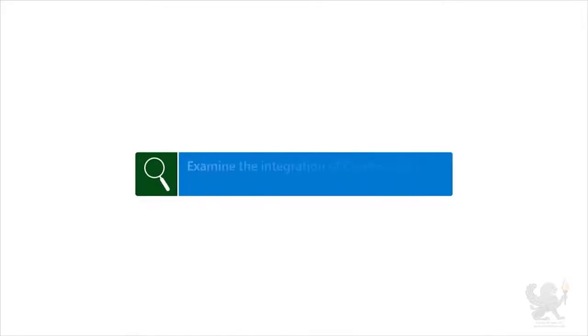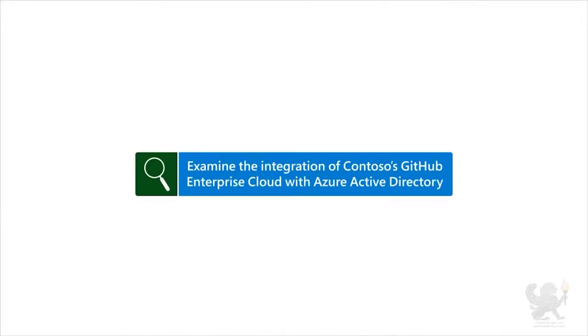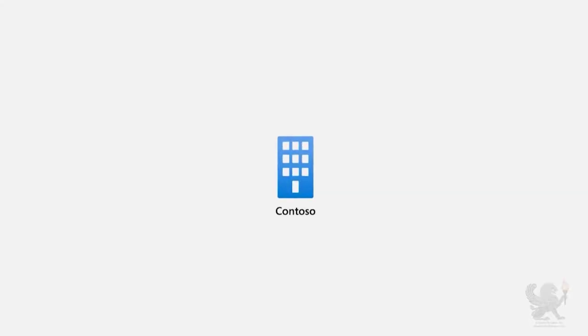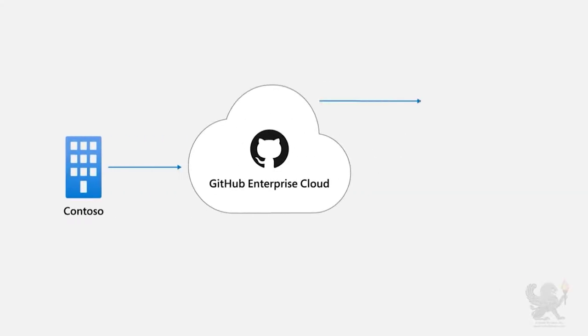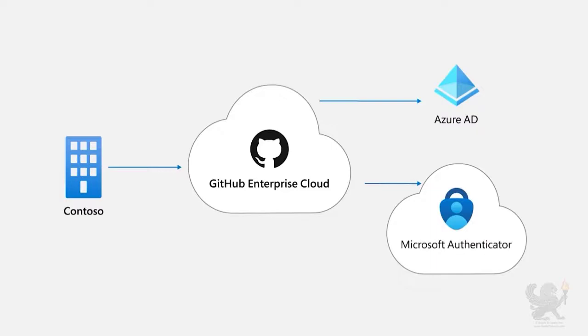As the foundational part of the proposed architecture, Contoso decided to implement a GitHub Enterprise Cloud organization. This will allow for integration with Microsoft Azure Active Directory, or Azure AD, including support for single sign-on, or SSO, and passwordless authentication.